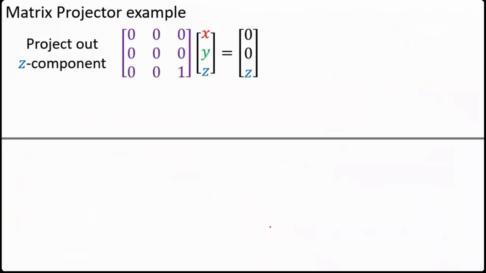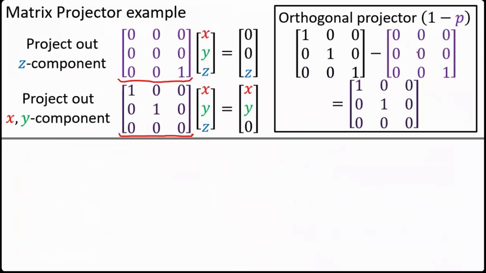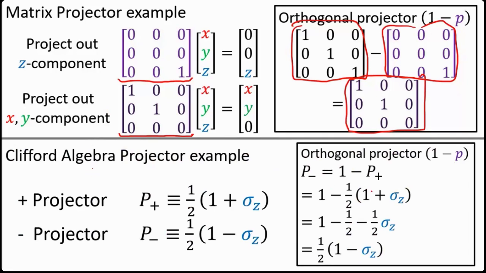So this is more of a summary. This is like a matrix projector that projects out the z component, and this would be another one that projects out the xy components. They're actually like an orthogonal pair. If we take 1 and subtract the z projector, then we get the xy projector down here. And then we have the plus and minus projectors, and they're basically orthogonal partners. 1 minus p plus gives you p minus.